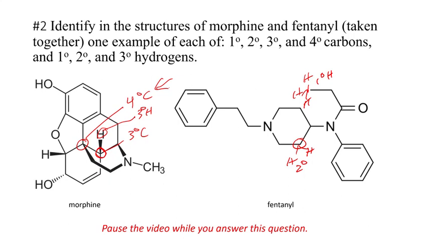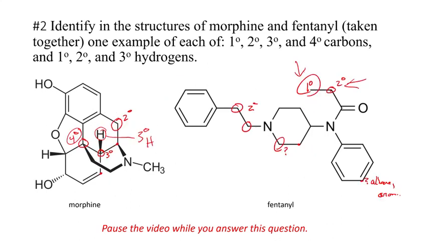All right, just to be clear here, these hydrogens right here, what are we going to call those? Primary or secondary? The answer is these are primary because they're on a carbon that has only one carbon attached to it.